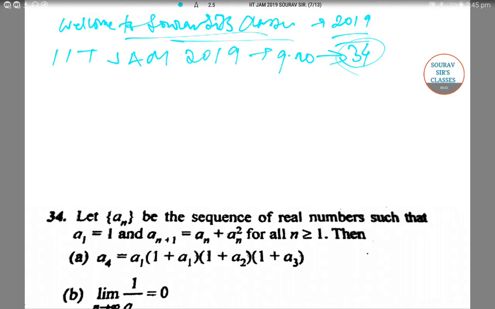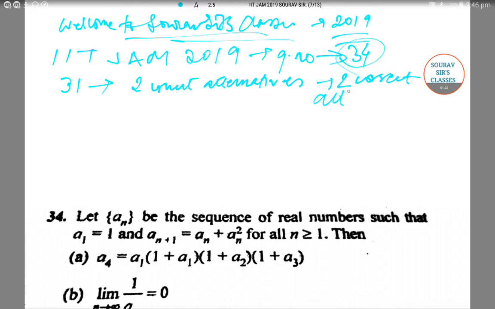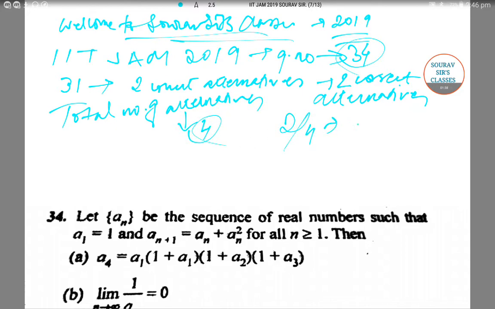First let me tell you something about question number 34. In IIT JAM, all the questions after question number 30, that is from 31, have two correct alternatives. So this question also has two correct alternatives, but the total number of alternatives is not going to change. It will be the same, that is 4. So out of 4, 2 will be your correct alternatives.